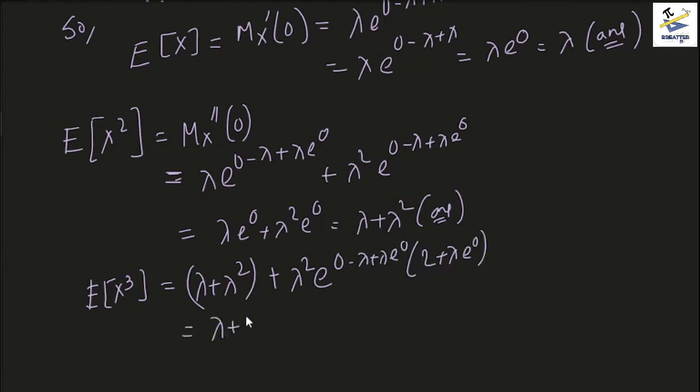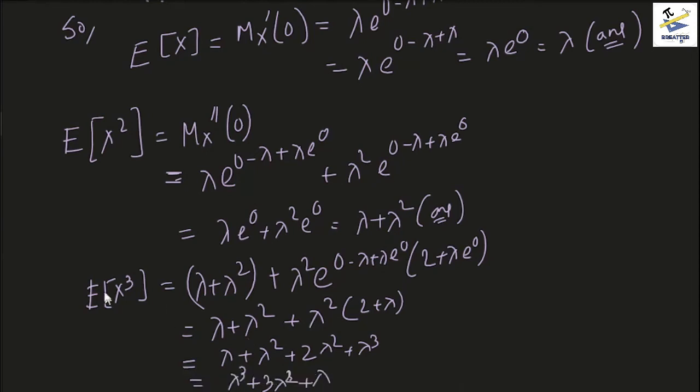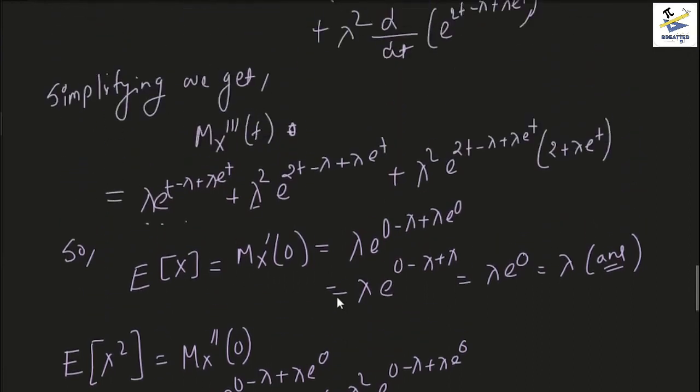This gives you lambda plus lambda squared into 2 plus lambda, which gives you lambda plus lambda squared plus 2 lambda squared plus lambda cubed. This gives you lambda cubed plus 3 lambda squared plus lambda. So the expectation of X cubed is lambda cubed plus 3 lambda squared plus lambda, which is also correct as we have found in our previous explorations. And we can see how useful the moment generating function is in order to find moments of different orders, right?